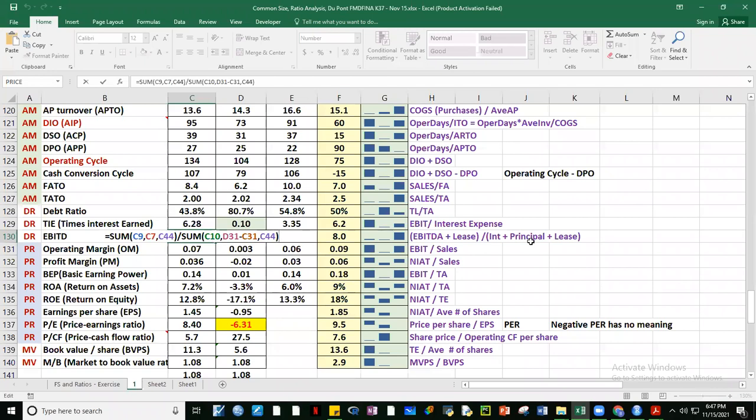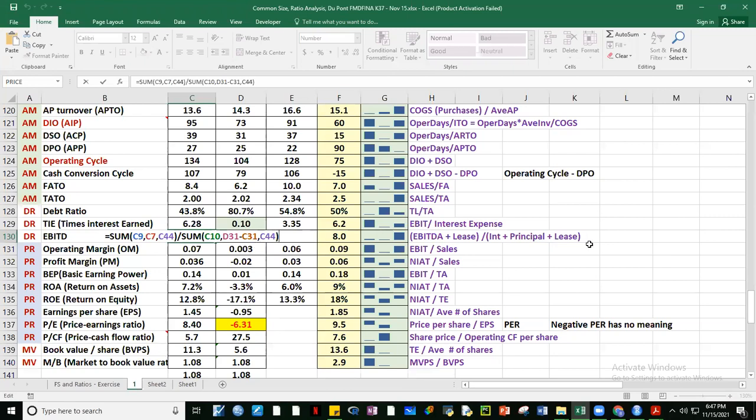Okay, principal payments, guys, ito, D31 minus C31. Kailan magkakaroon ng ganito? Magkakaroon ng ganitong principal payments kung bumaba yung long-term debt natin. Pero kung tumaas, wala tayong principal payments. So take note, ang principal payments, guys, yung binabayaran natin yung long-term debt natin.